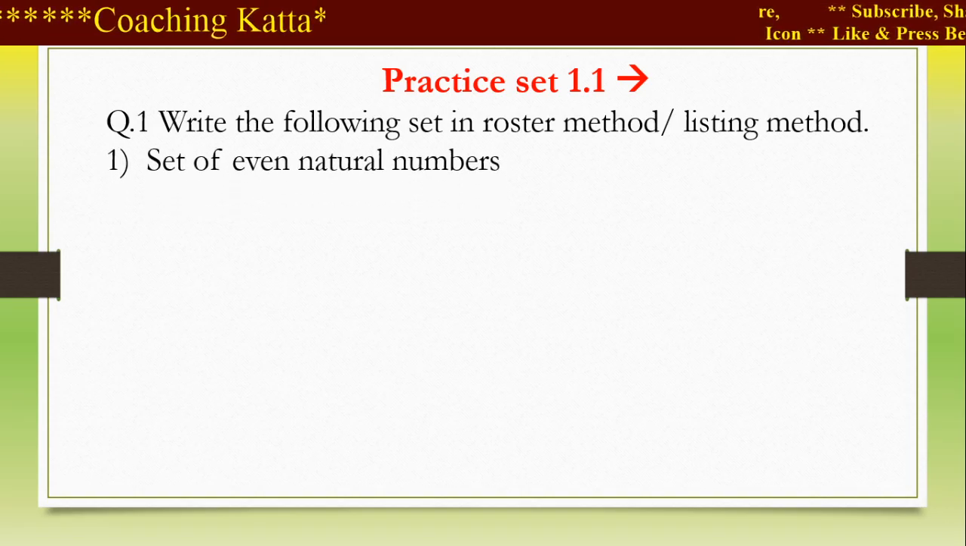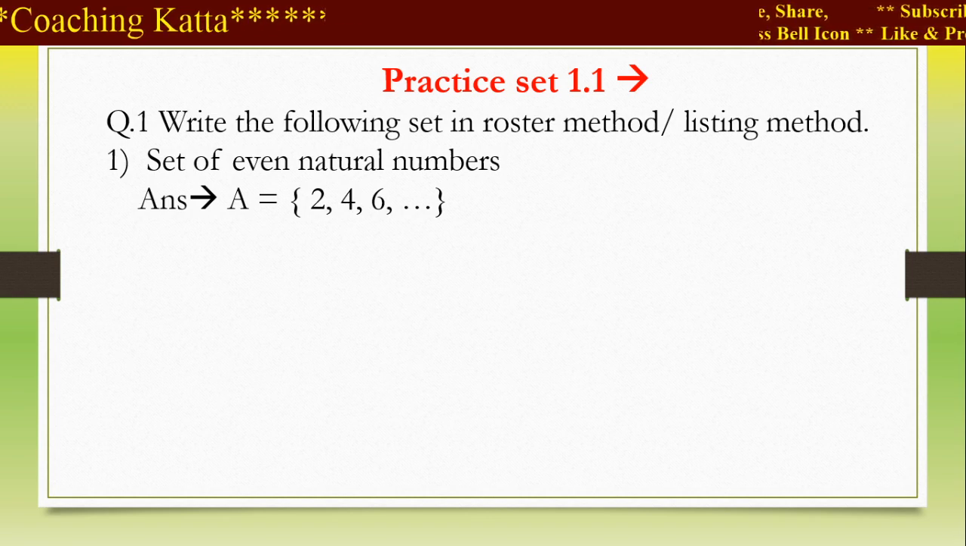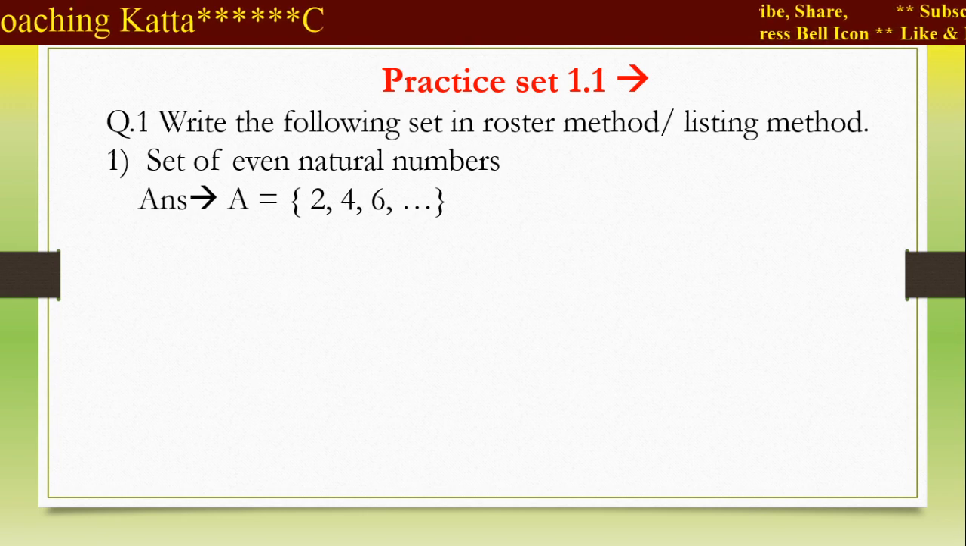Practice set. Write the following sets in roster method or listing method. Set of even natural numbers. Set A equal to, in curly bracket, even natural numbers start from 2. So 2, 4, 6, dot dot dot.